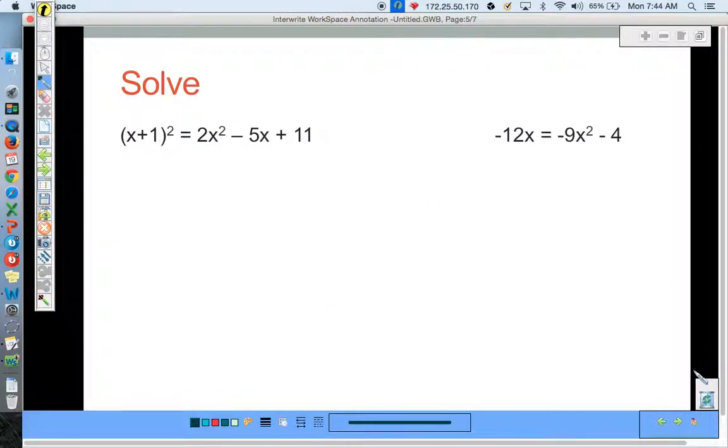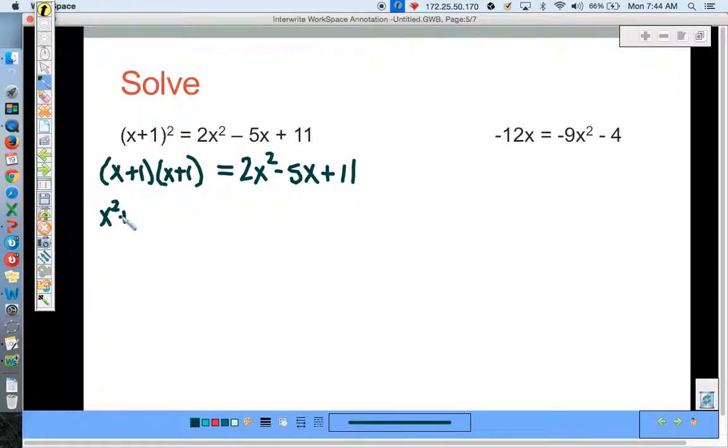Okay, this next one, well, this is looking a little bit more complicated, these two. You notice we have the parentheses, which we usually take a square, but then we have just a quadratic over here. So we are going to have to multiply this out. X plus 1 times x plus 1 equals 2x squared minus 5x plus 11. So if we multiply it out, we got x squared plus 1x plus 1x plus 1. So now we have x squared plus 2x plus 1 equals 2x squared minus 5x plus 11.